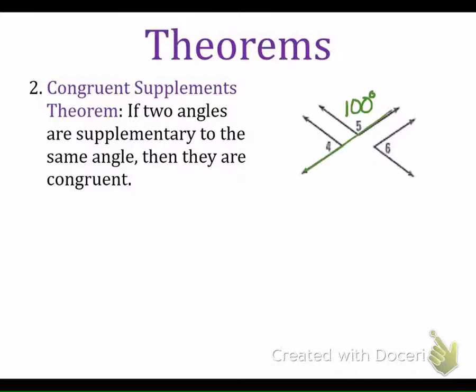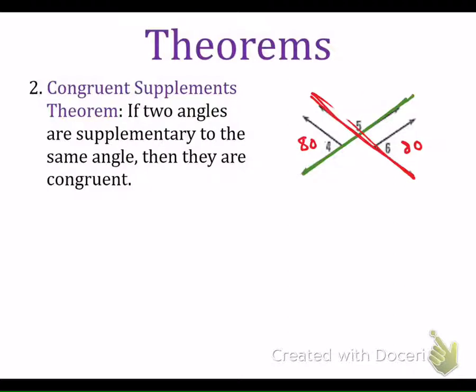See how these make a straight angle? If I smushed them all together? So what would angle 4 have to be? 80. See how if I smush these together, these would make a straight angle. So this one would also have to be 80, right? 80 and 80. So 4 and 6 would have to be congruent if they're both supplementary to angle 5. Okay?